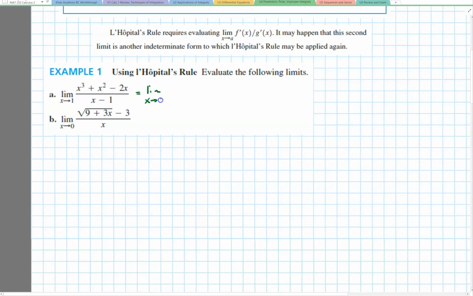So the limit as x approaches 1 of this function divided by the second function would also be equal to the limit of the derivative of that upper function, so 3x squared plus 2x minus 2, over 1. Now we can use direct substitution because we can sub in the number 1 for x, and that comes out to be 3. So the limit as x approaches 1 of this original function, by way of L'Hopital's rule, is equal to 3.